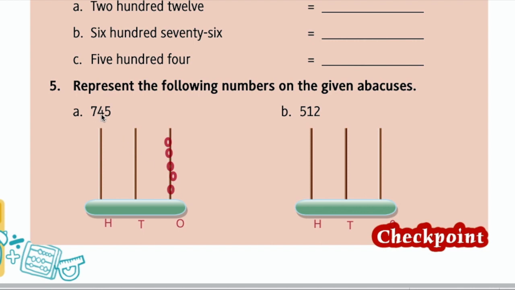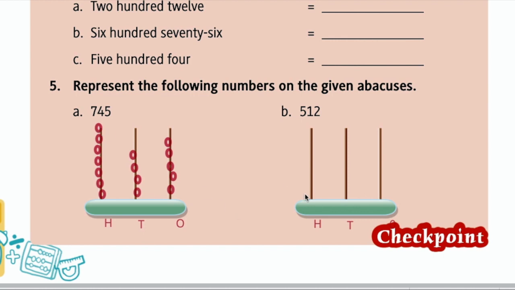Next we have in tens place 4. So you have to draw 4 beads in tens place. 1, 2, 3 and 4. In hundreds place we have 7. So we have to draw 7 beads in hundreds place. So in hundreds place we have 1, 2, 3, 4, 5, 6, 7. 7 beads in hundreds place.